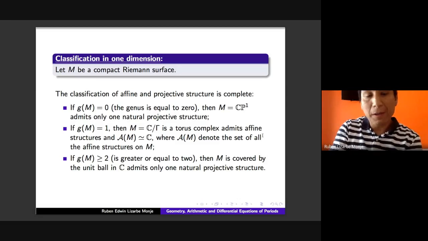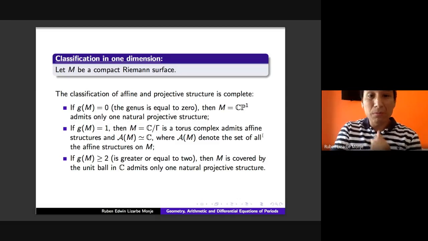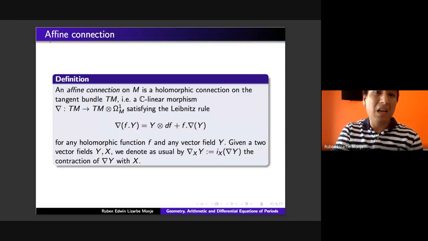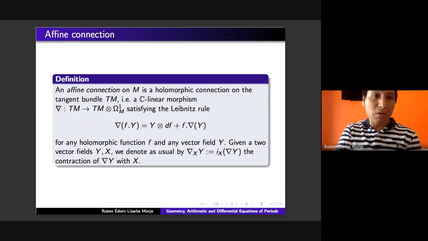Okay. So in dimension 2, I'm going to the new definition. The affine connection. An affine connection is a holomorphic connection on the tangent bundle. It's a C-linear morphism. Okay, this is a definition. It satisfies the Leibniz rule, where f is a holomorphic function and Y is a vector field.